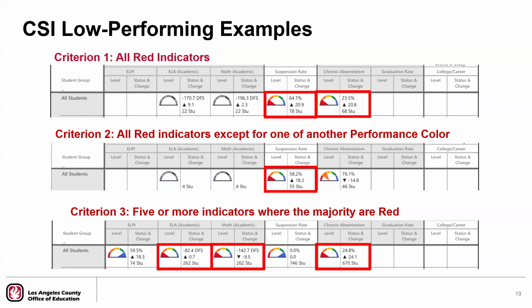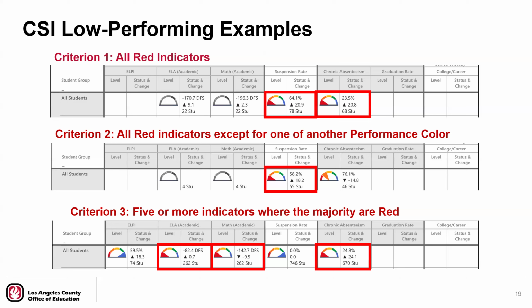So in this case, they only had suspension rate and chronic absenteeism, both of which were red. That met the first criterion. In the second criterion, in the second sample here, you can see it was one of those examples where a school only had 2 indicators, one of which was red. And sometimes we've even seen one red and one blue, right?